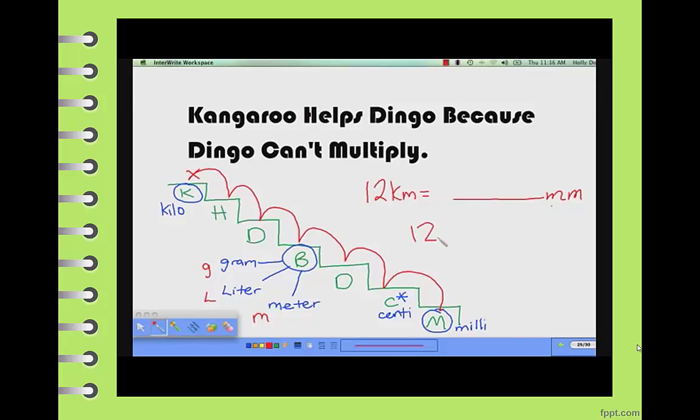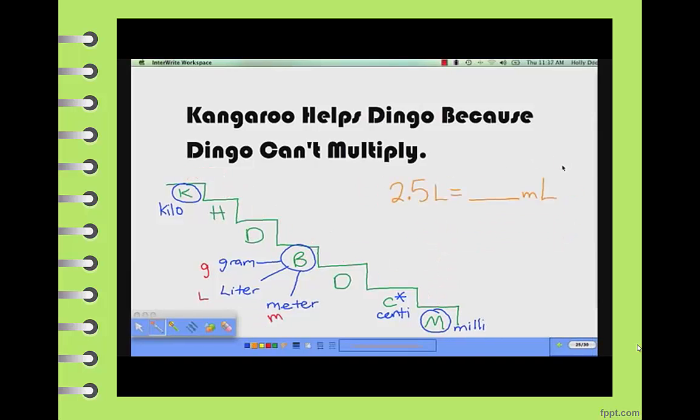Start out with my whole number 12. I'm moving that decimal 6 times to the right, so 1, 2, 3, 4, 5, 6. Fill in all of those empty spaces with zeros, and we got a pretty big number here, guys. We got 12, 0, 0, 0, 0, 0, 0, which happens to be 12 million millimeters. So there's a whole lot of millimeters in a kilometer. Let's take a look at one more example.